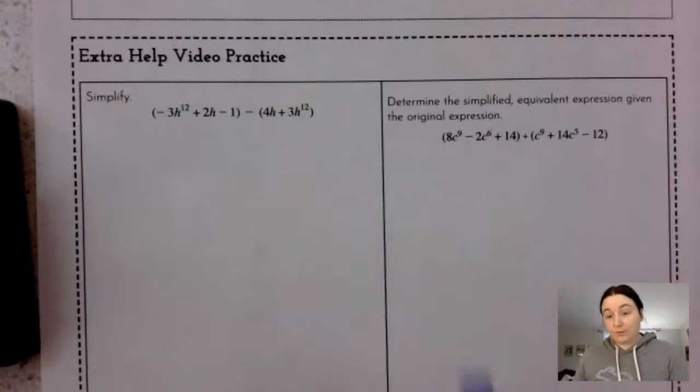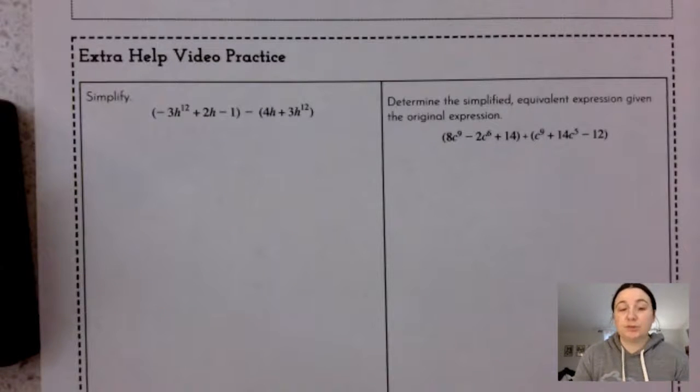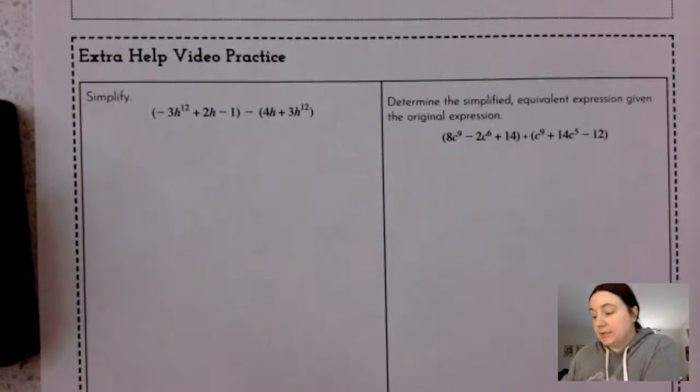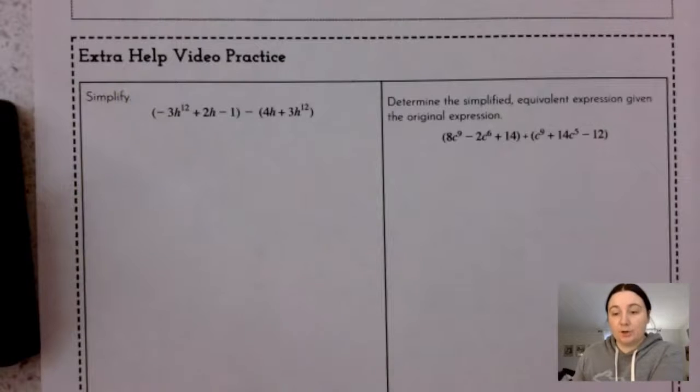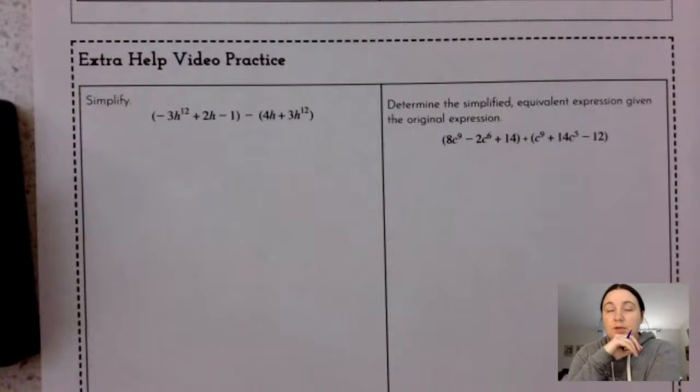In this video, we're going to go through 4.2.2, the extra help portion, which is on page 2 of the packet if you have it. Otherwise, you can just use regular paper. But for this one, we're going through addition and subtraction of polynomials, which are very similar processes. They just have a slight difference right at the beginning.